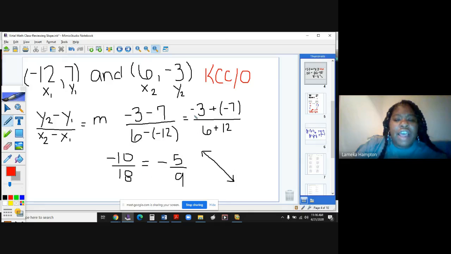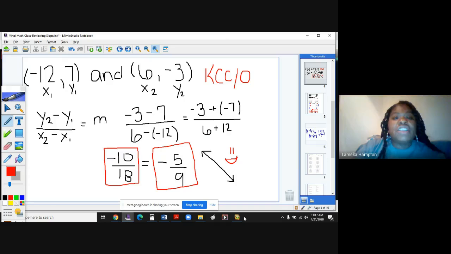Okay. So now what I have here, I have negative 3 plus a negative 7, which gives me a negative 10. And then I have 6 plus 12, which gives me 18. Okay. So this is nothing more than a fraction. So because it's just a fraction, I can simplify this to negative 5 over 9. And this lets me know that my slope is negative, and that would be the picture of it right here. And we're going to give ourselves a smiley face because, yay, we did it. Okay, smiley faces are very important.